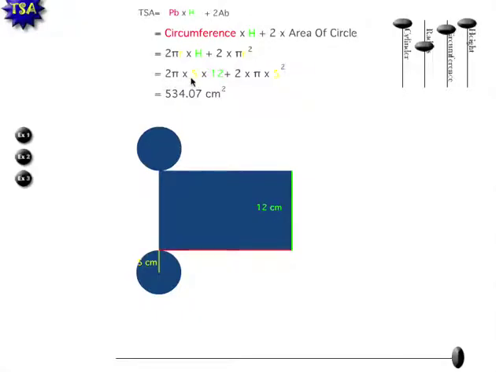So 2 times pi times 5 times the height, times 12, plus 2 times the area of the base, so 2 times pi r squared. 2 times pi times 5 squared. And there we go, 534.07 centimeters squared. Alright, and that's it for total surface area of a cylinder.